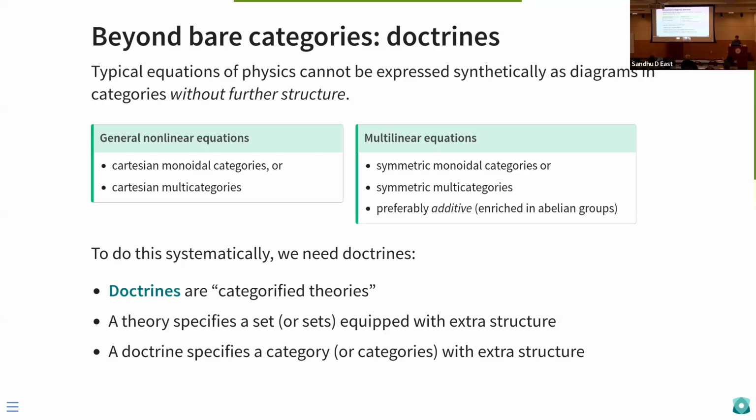What one's supposed to think is that doctrines are a kind of categorification of a theory. So if we think that a theory specifies a set or maybe some number of sets with some additional structure, a doctrine is like that, but one dimension higher. So it specifies a category or maybe a bunch of categories that together bear some extra structure.